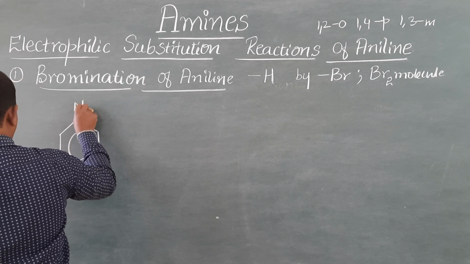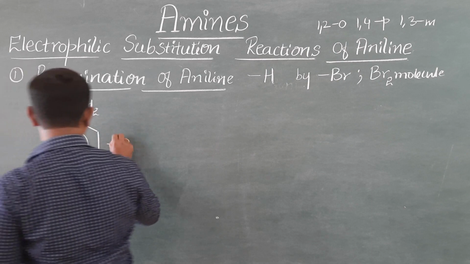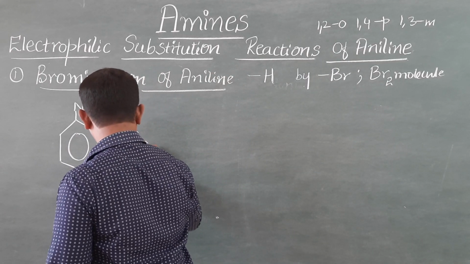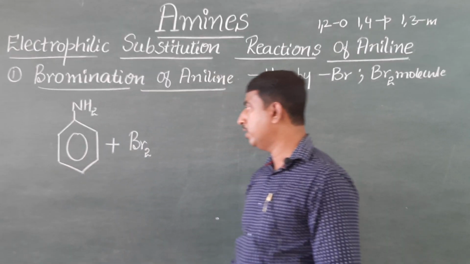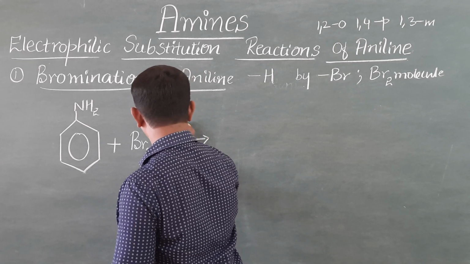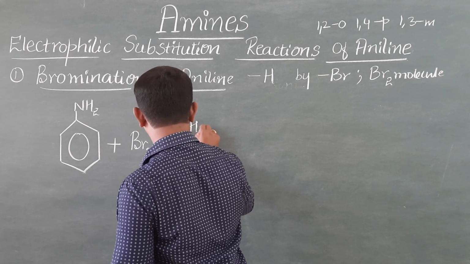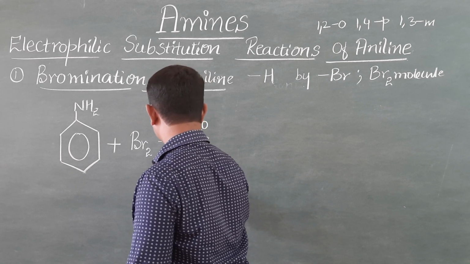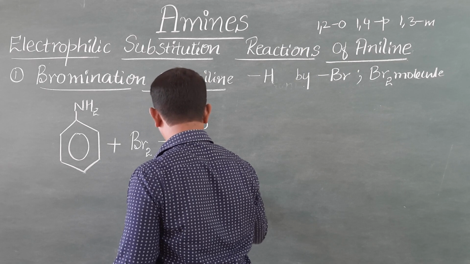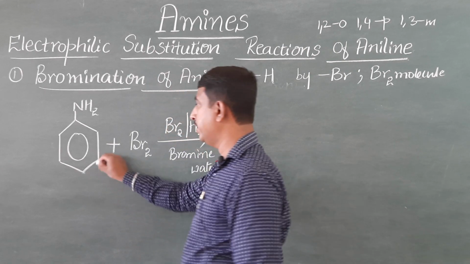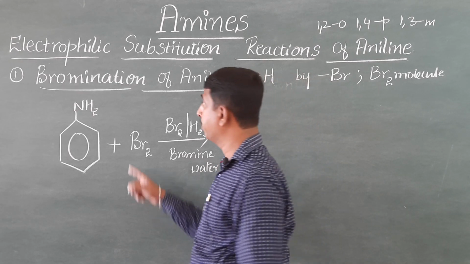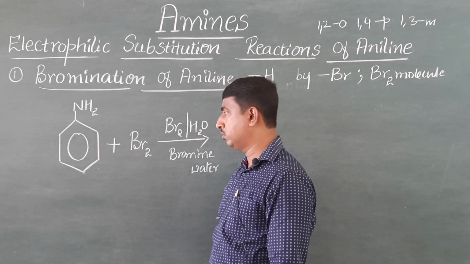This is aniline. When it is subjected to bromination, by adding bromine molecule, that is bromine in water, this is called bromine water. So aniline is treated with bromine water.